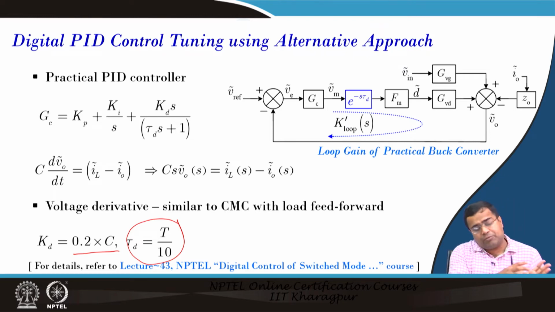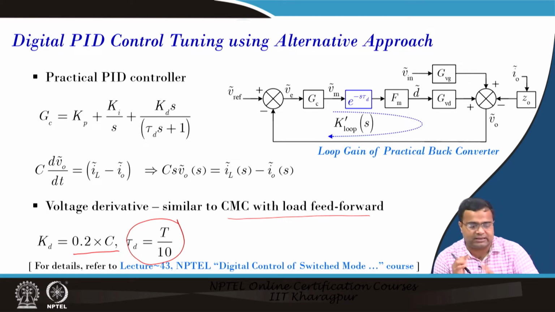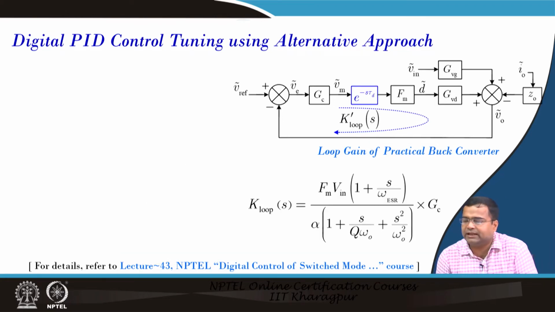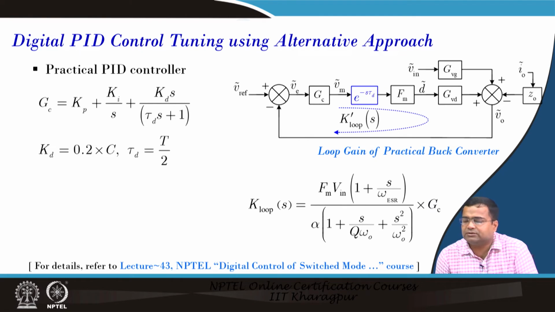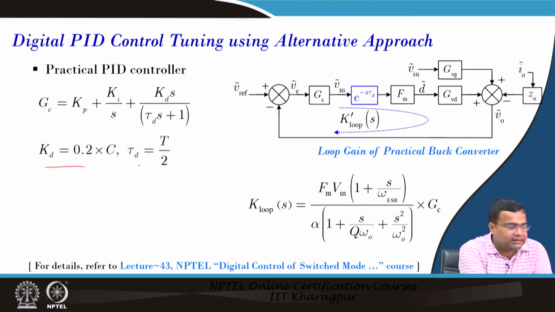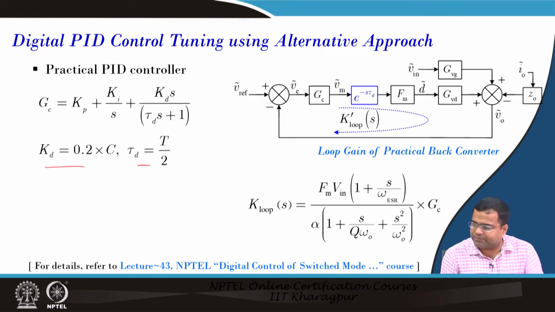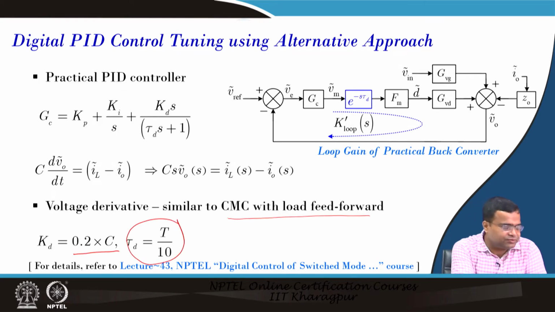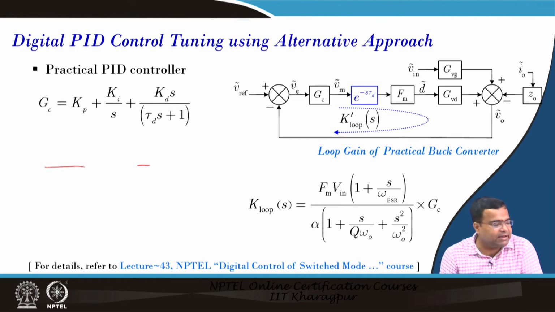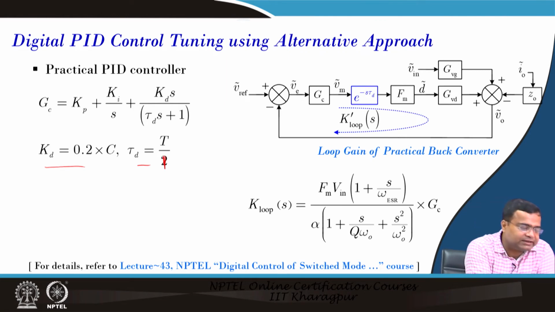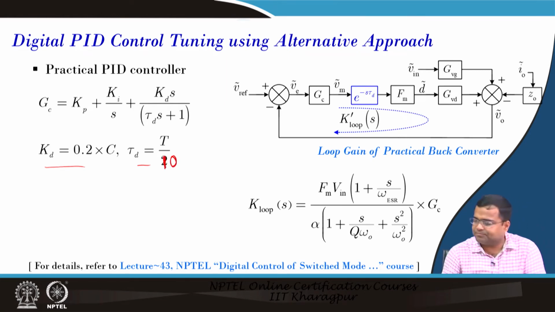But this design we have not discussed in sufficient detail as a methodology, but I want to bring out that the derivative action actually gives rise to some kind of voltage derivative, carries some information of inductor current along with the load current feed forward. So, you want to utilize that information. Then the loop transfer function. So, we set Kd and tau d, and tau d we have taken T by 10. So, you can continue to take T by 10 here.